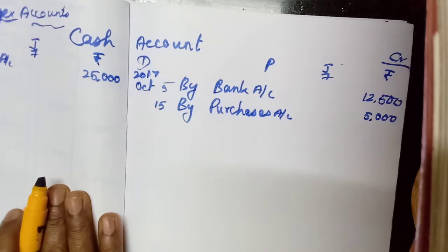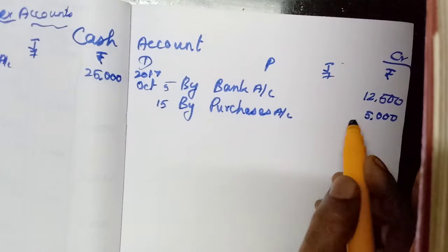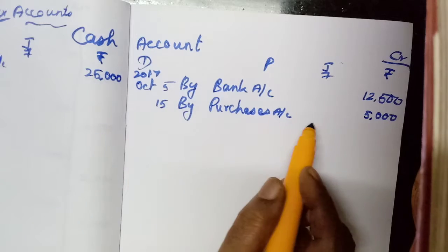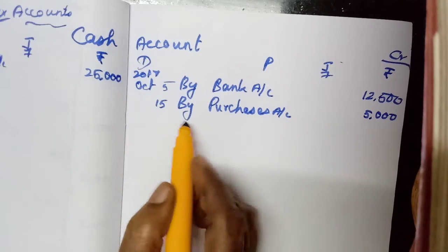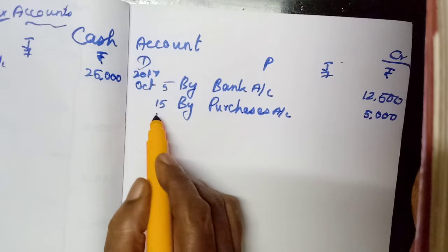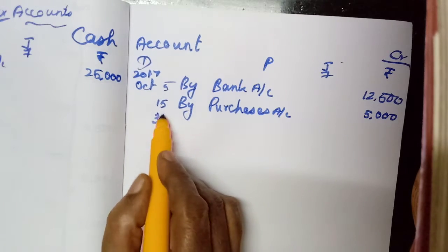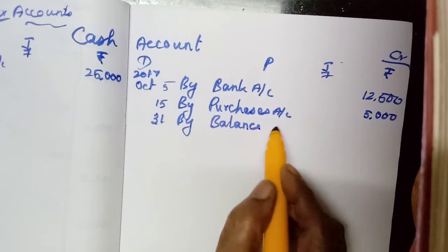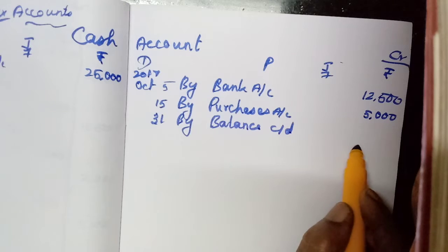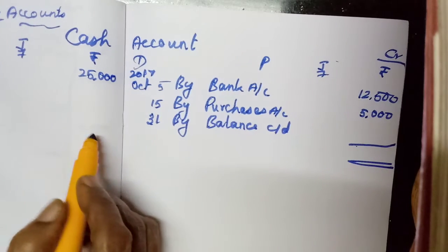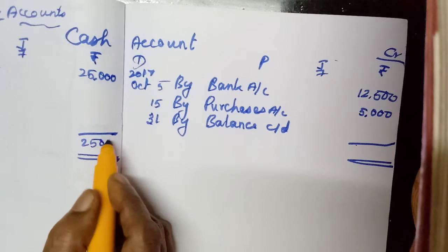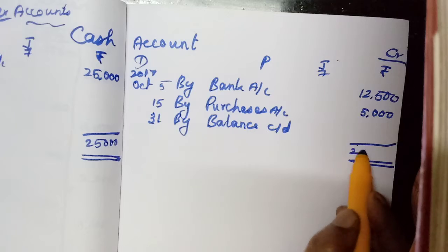So here which side do we have more? Debit side. So on the credit side we have to write the balance. What is the October last date? 31, by balance carry down. Leave as it is. Then draw the line. The same here also. What is the larger amount? 25,000. You write that on both sides.